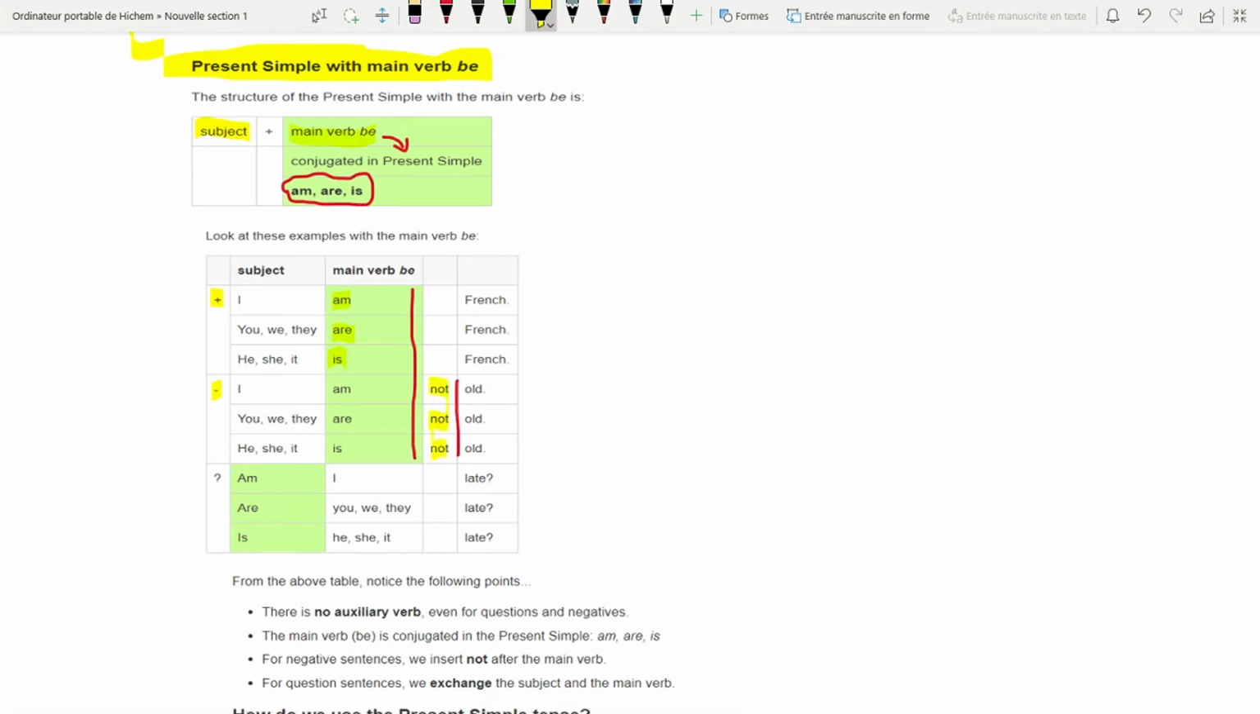The main difference between having a sentence with the main verb be and a normal verb is that when you are trying to ask a question with be or trying to make a sentence in a negative form with be, you do not add an auxiliary. Because be only needs not. It does not need do or does. Okay? This is the idea that I want you to understand.